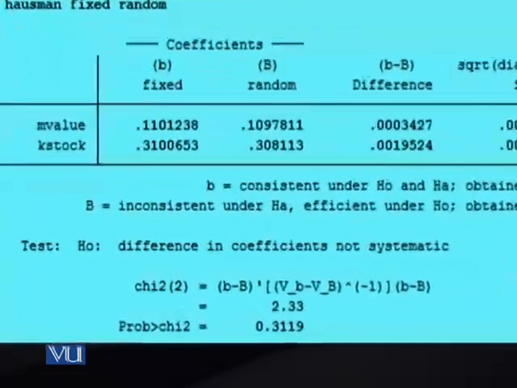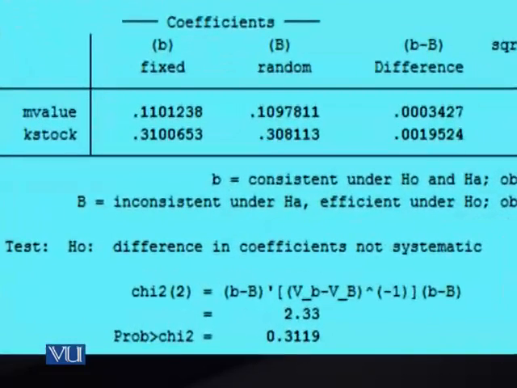So the result shows that probability greater than chi-square is 0.3119. So we cannot reject H naught, that the difference in coefficients is not systematic. We have to accept that the random effects model is better this time.